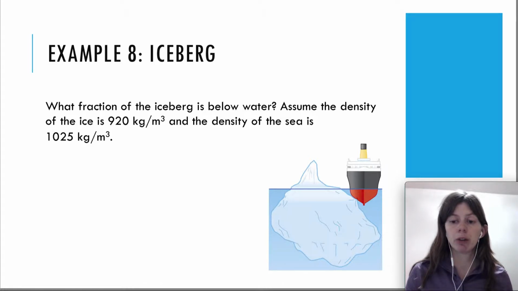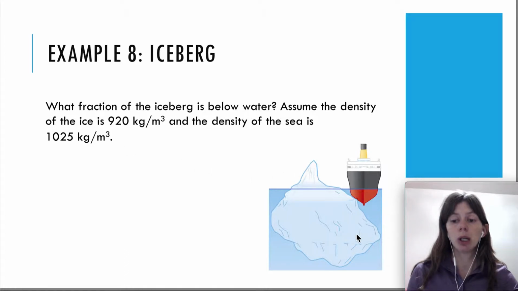So you've probably watched the Titanic, and you know that that poor ship sunk after hitting the iceberg. And that's because a lot of the iceberg is below water and you don't see it until it's too late. What fraction of the iceberg is below water? Assume the density of the ice is 920 kilograms per meter cubed and the density of the sea is 1,025 kilograms per meter cubed.